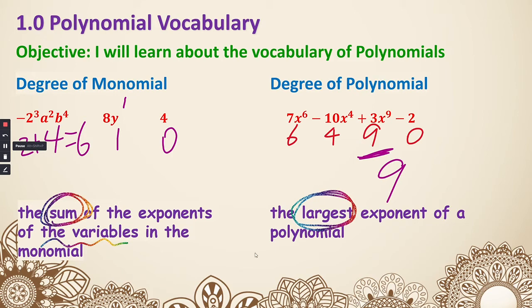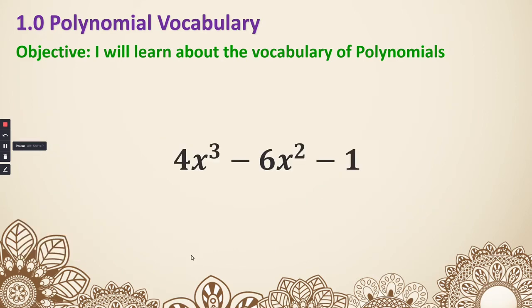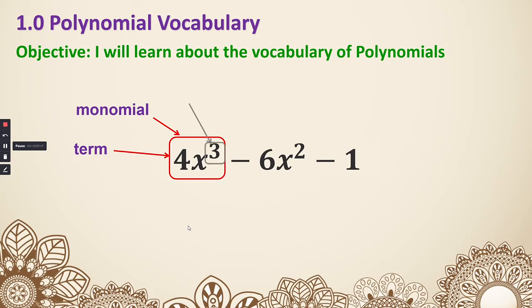Next, let's look at a few more definitions. We will be looking at this expression, 4x cubed minus 6x squared minus 1. First, if I just look at 4x cubed, that is a term and it's a monomial because it's just itself. Next, if we look at that 3 on the top right corner for that monomial, that is going to be the degree.